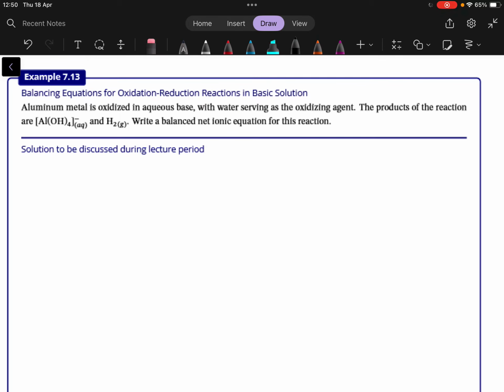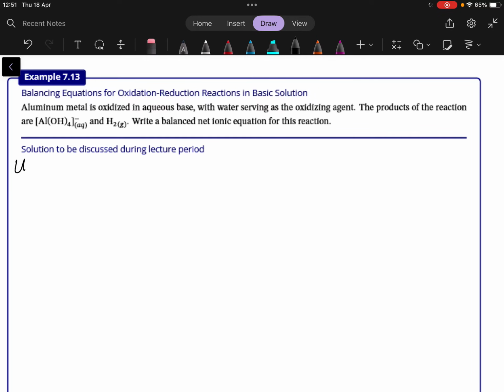Okay, so let's look at how to balance an oxidation reduction reaction in basic solution. The example we'll use is that aluminium metal is oxidized in aqueous base with water serving as the oxidizing agent. The products of the reaction are aluminium hydroxide and hydrogen gas. And then we need to write a balanced net ionic equation for this reaction.